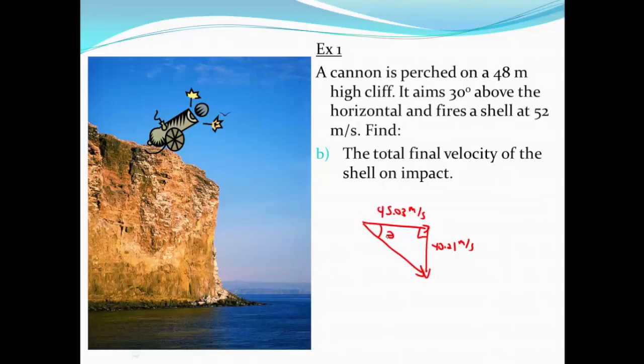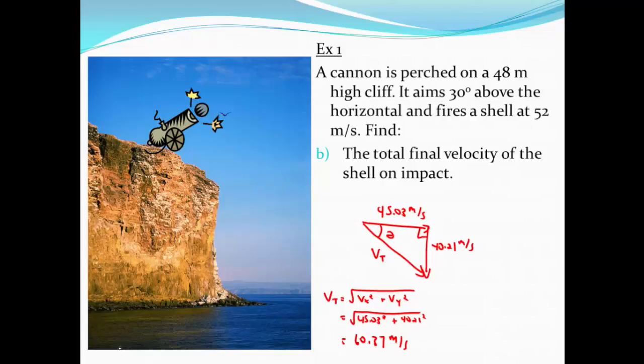So the question now asks, how do we get that? Well, this comes back to the idea of trig and the Pythagorean theorem. So if we call this V total, we know that V total is equal to the square root of Vx squared plus Vy squared. Plugging in our values, 45.03 squared plus 40.21 squared, we're going to get a final total velocity of 60.37 meters per second.